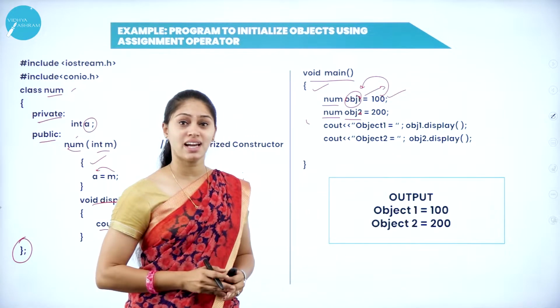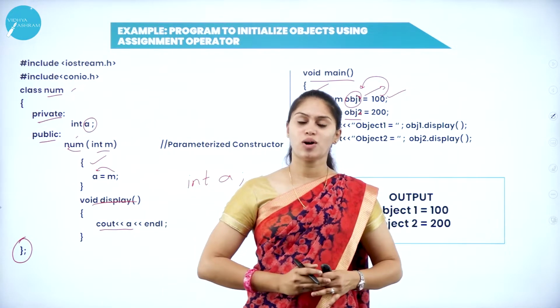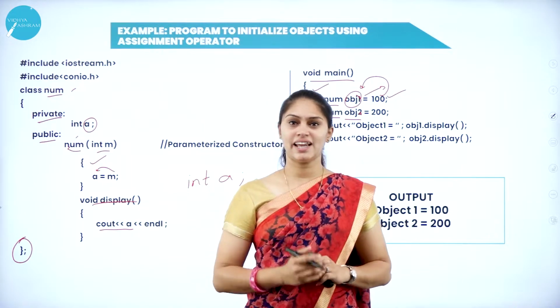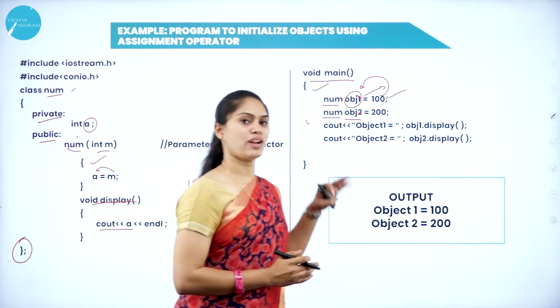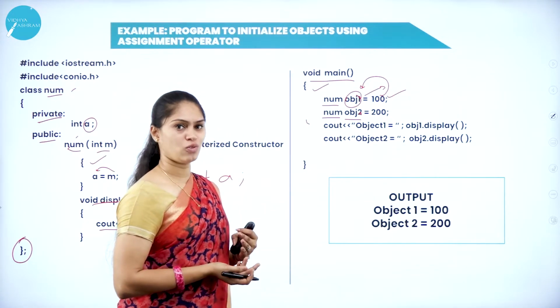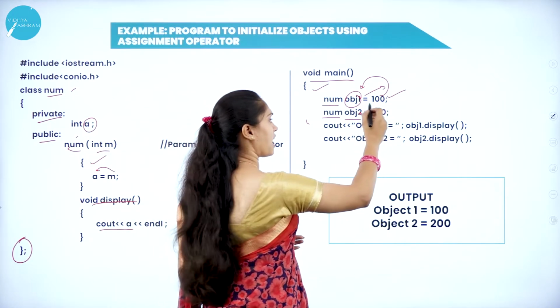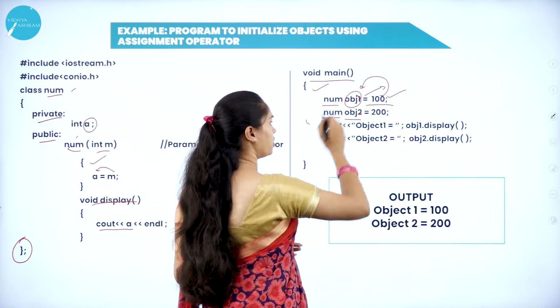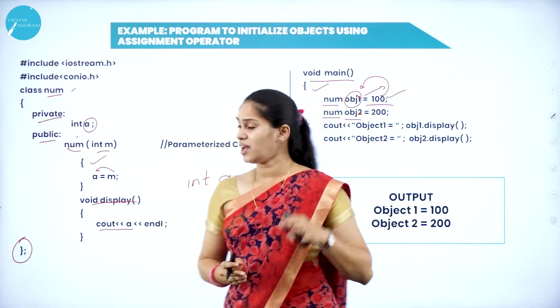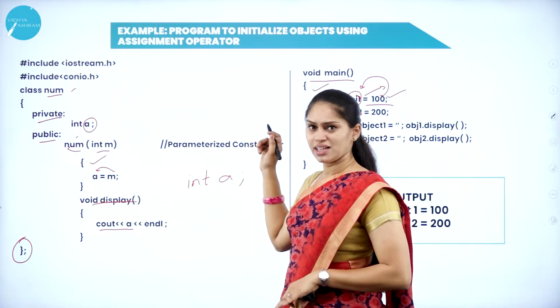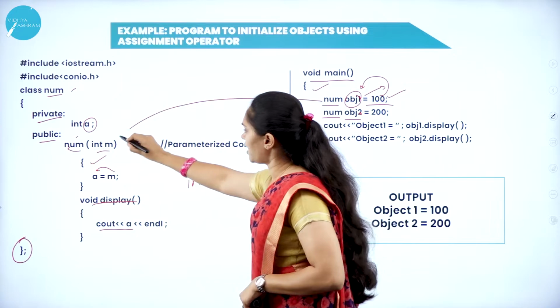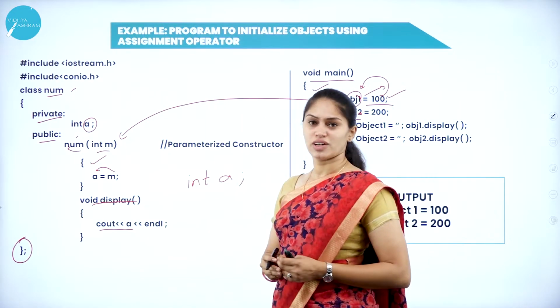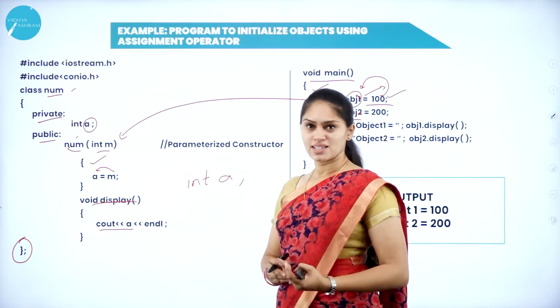Because I have assigned the value of that object at the time of its declaration itself. So this is one of the methods to invoke the constructor. When I am using this method, 100 will be copied to this object 1. When I am creating this object, by default it will come to this constructor function. It is going to invoke the constructor function.